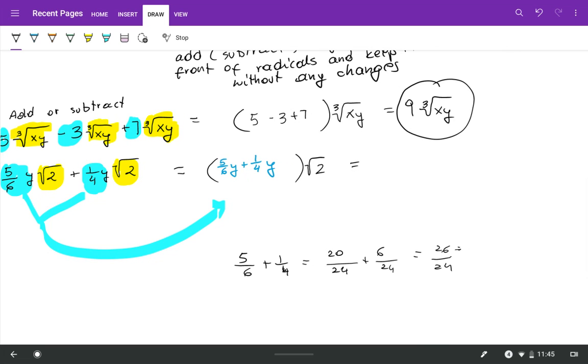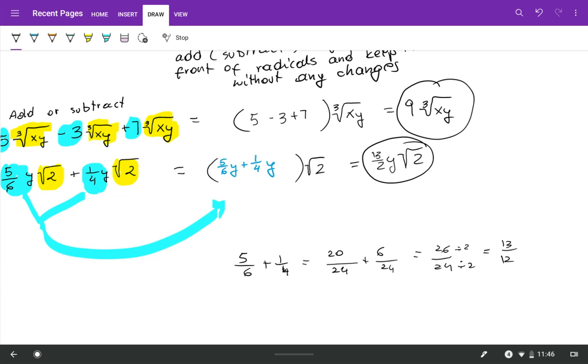Simplify, reduce each by 2. And we're getting here 13 over 12. So here we'll end up with 13 over 12 y square root of 2. That will be the final solution. Okay.